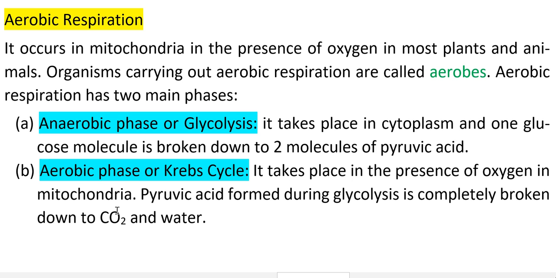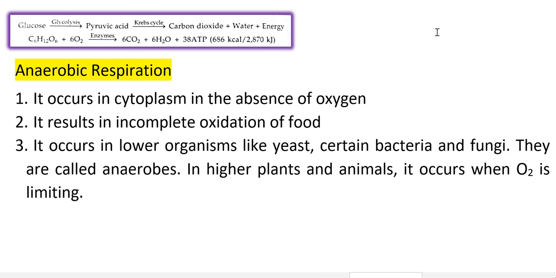It takes place in the presence of oxygen in mitochondria. Pyruvic acid formed during glycolysis is completely broken down to carbon dioxide and water. So in glycolysis, glucose is broken down to pyruvic acid, and that pyruvic acid is completely broken down through the Krebs cycle. This is the chemical equation of aerobic respiration. In this aerobic respiration, there are two main phases: one is glycolysis and another is Krebs cycle.